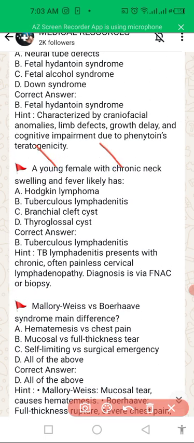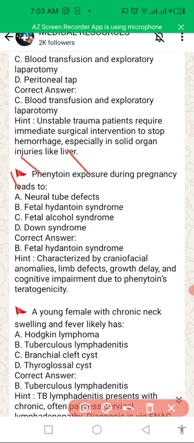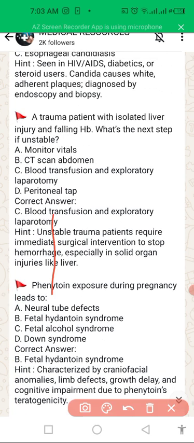A young female with chronic neck swelling and fever likely has TB lymphadenitis, which presents as painless cervical lymphadenopathy. Diagnosis made by FNAC. Phenytoin exposure during pregnancy leads to fetal hydantoin syndrome. It is characterized by craniofacial anomalies, limb defect, and cognitive impairment with teratogenicity. Same like tetracyclines.